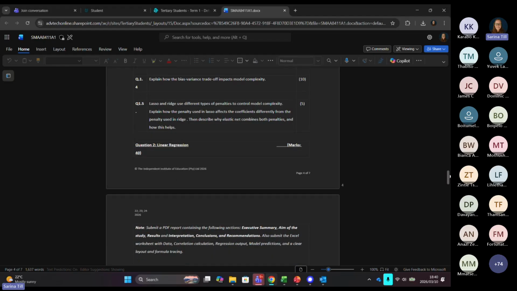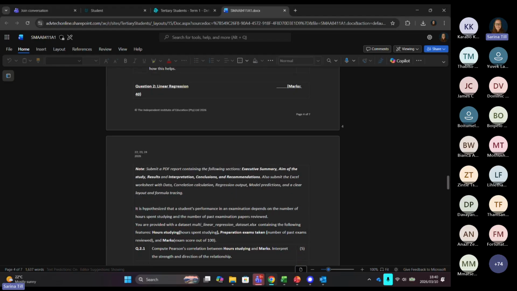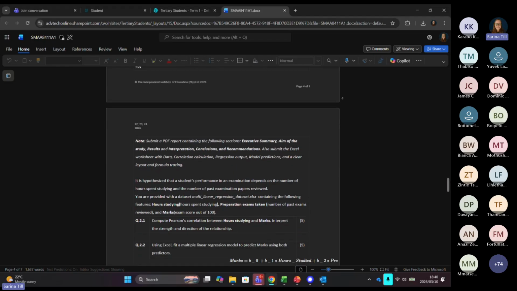Then for question 2 for linear regression, here they're quite specific, where they say you're going to create a PDF that has a report.